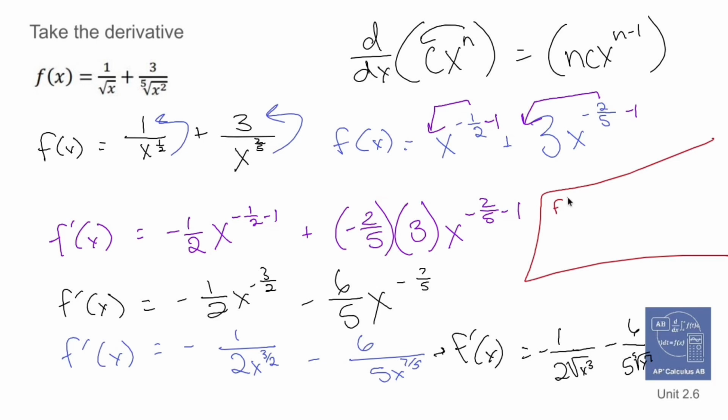F prime of x equals negative 1 over 2 square root of x to the 3rd minus 6 over 5 fifth root of x to the 7th, I believe it was. So definitely not the prettiest problem in the world, but we did it.